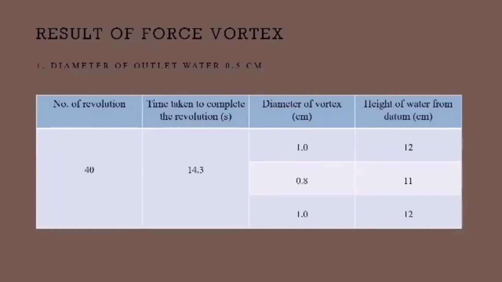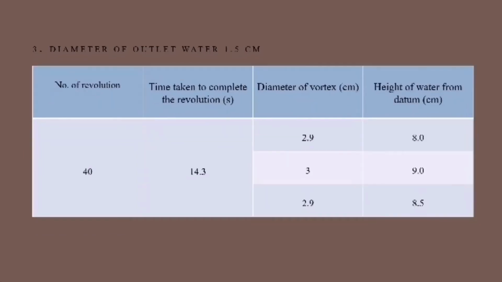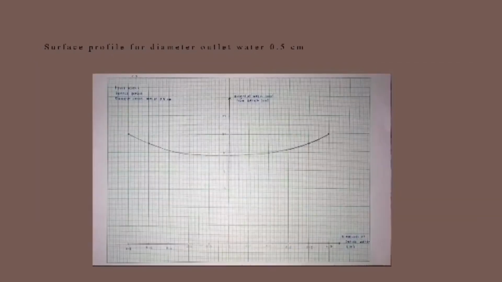Result of force vortex. For the force vortex result, we also use the same diameter of outlet water, which are 0.5 cm, 1.0 cm, and 1.5 cm. The number of revolutions that we use is 40. Diameter of the vortex, height of water level, and time taken to complete the revolution collected from the experiment is simulated here. This is a graph that shows the surface profile for force vortex.